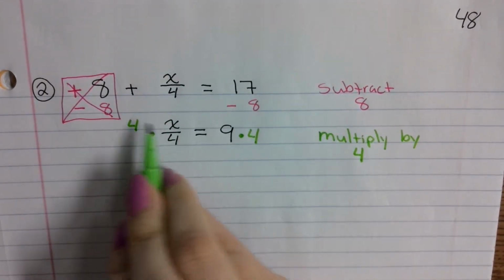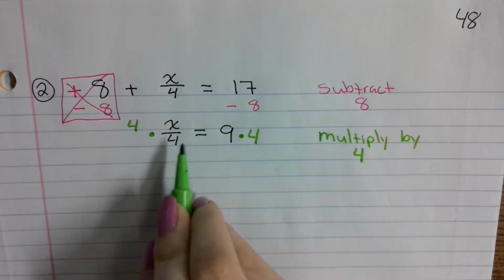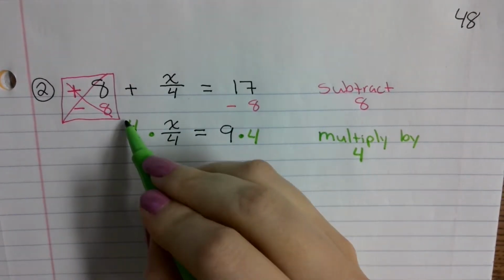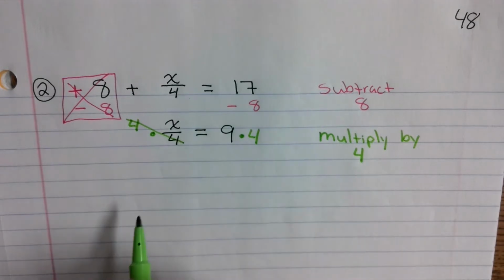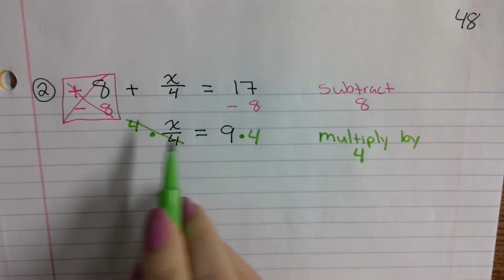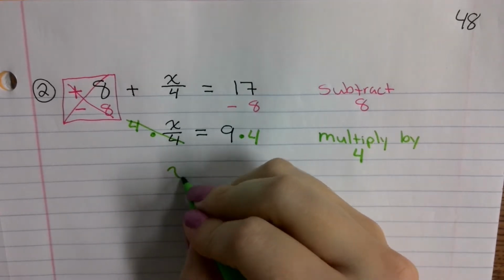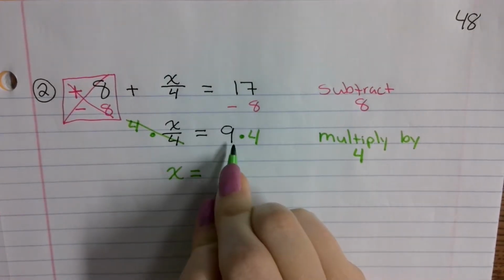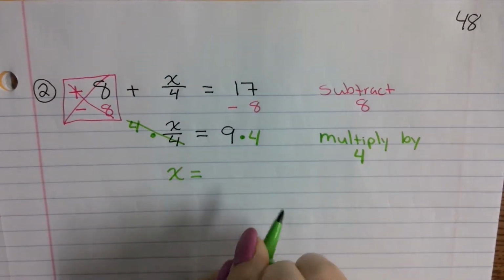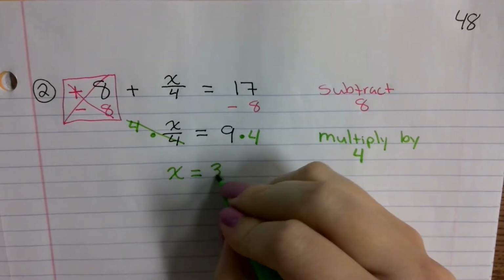So if I multiply by 4 and then I divide by a 4, it's like the 4 never happened. 4 times x is 4x. Divide by 4 and you just get x. So x is now isolated. And then what is 9 times 4 going to give us? Craig? 36.